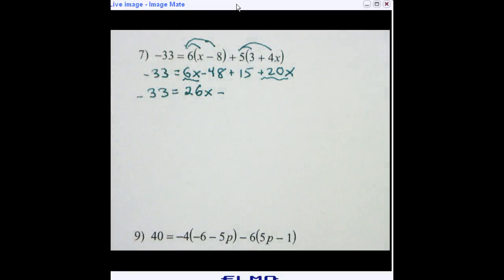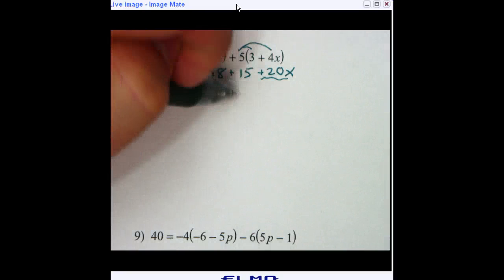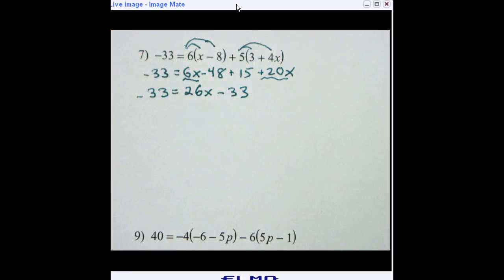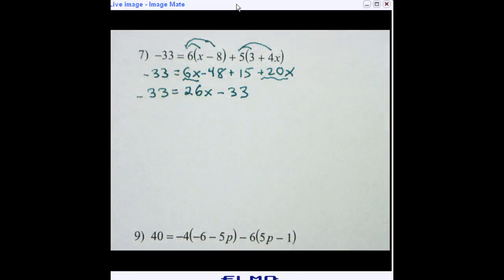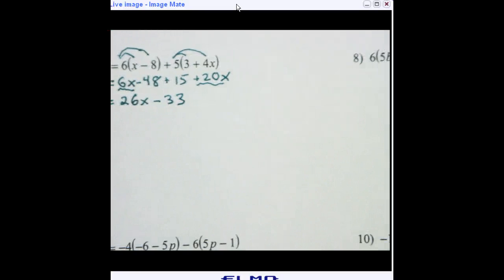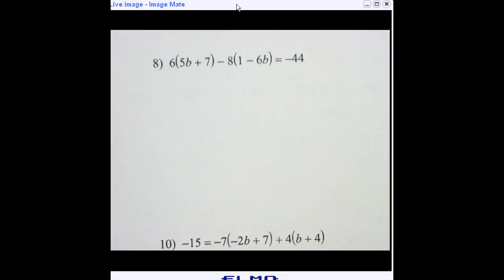So negative 48 plus 15 would be what, negative 33? Alright, yeah. Now that we have everything combined, that's when you can start solving. Yep, we'll come up to 0. I'll let you guys finish it up.